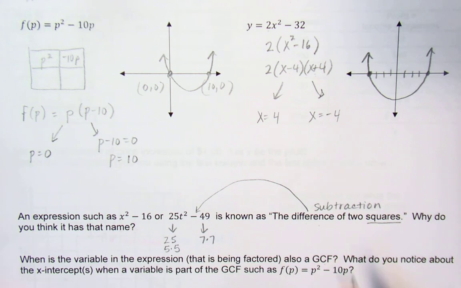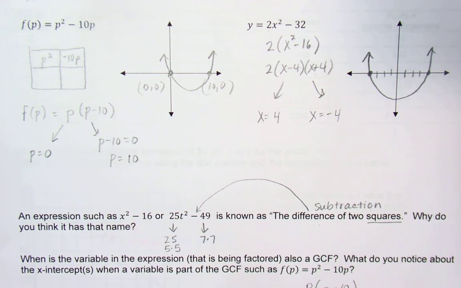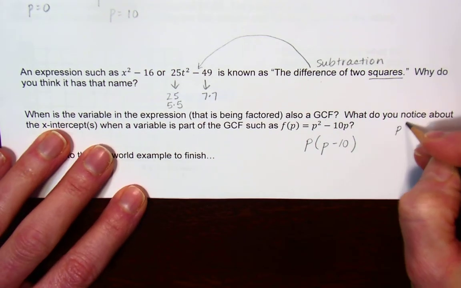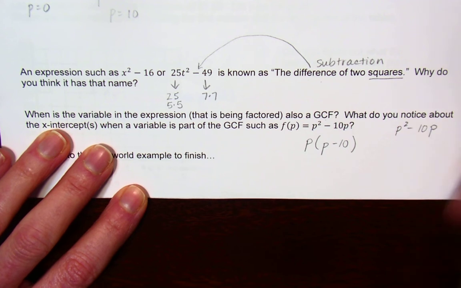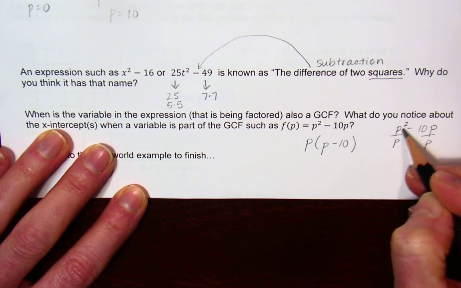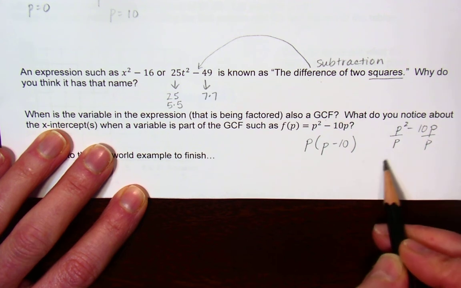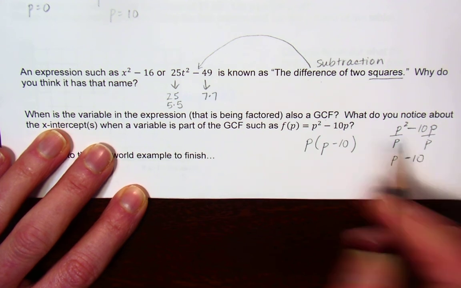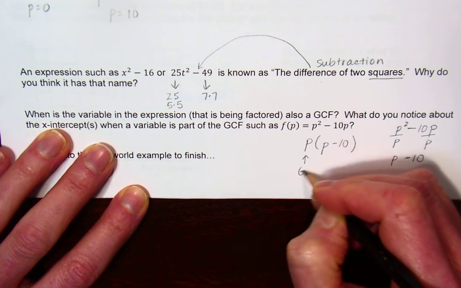And when we factored this, we discovered that it was p times p minus 10. What they're talking about here is, do you see a p in both of these terms in the expression? They're actually saying, what if p was a GCF? What if I divided p out of p squared? Well, that would just give me p. And what if I divided p out of negative 10p? That would just give me minus 10. So they're saying that this variable acts like a GCF.